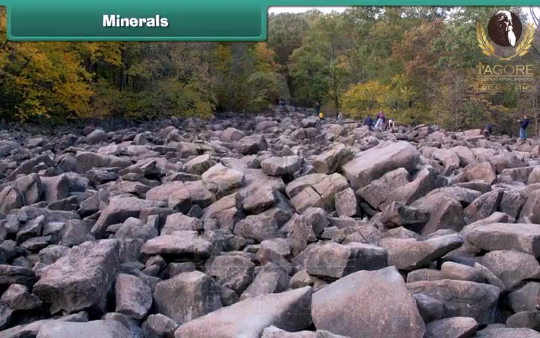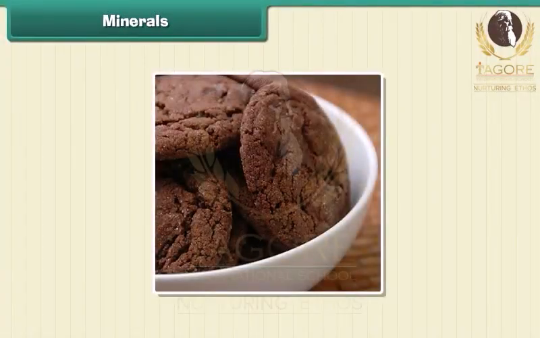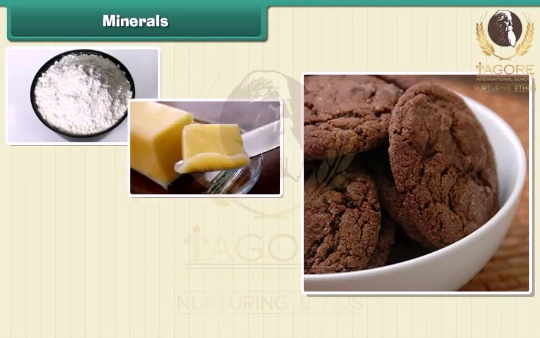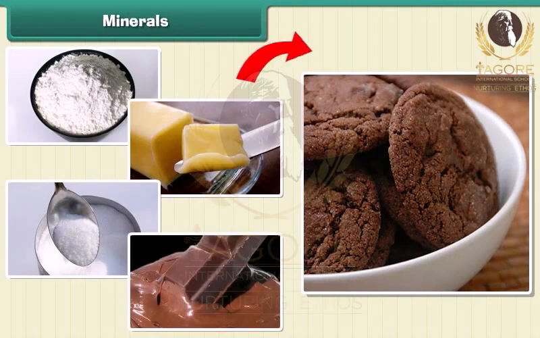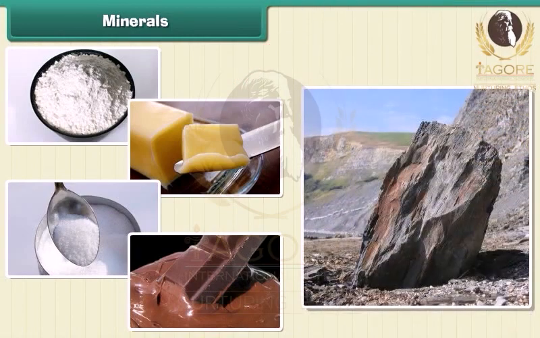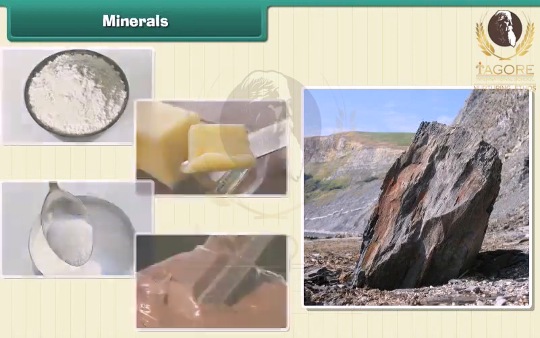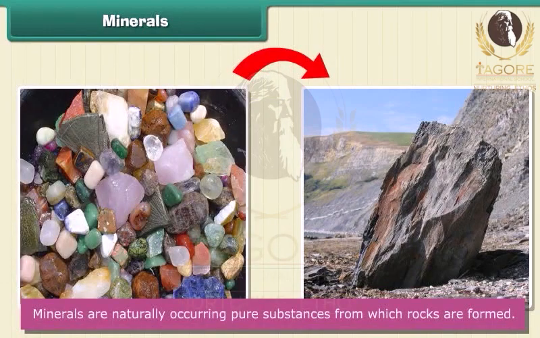Minerals. We have learnt about rocks. All rocks are made of minerals. Wondering what minerals are? Come, let us know. Think of a chocolate cookie as a rock. The cookie is made of flour, butter, sugar, and chocolate. The cookie is like a rock, and the flour, butter, sugar, and chocolate are like minerals. Thus, minerals are naturally occurring pure substances from which rocks are formed.